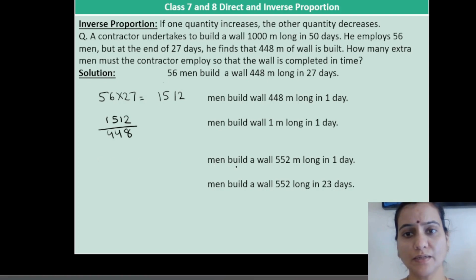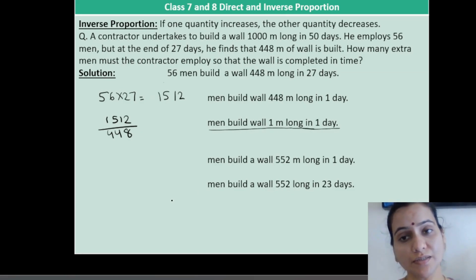Now, how many men will build the wall? We will build on again. We are trying to find out how many men will be required in one day to build a wall 552 meters long. We have found that 1512 divided by 448 is the number of men required to build a 1 meter wall in one day.